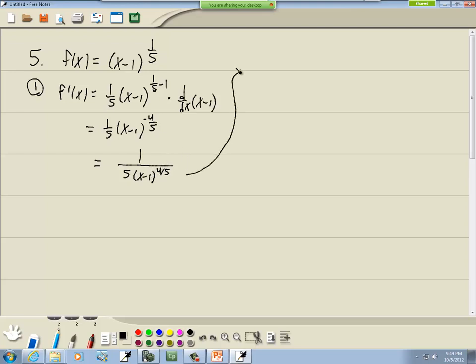Okay, so for our second step, there's nothing on top to set equal to 0, so we'll just set the bottom part equal to 0 in order to find our critical values. Now, if you have 0 on one side and you got parentheses to a power and there's a number in front, all you have to do is take what's inside the parentheses and set it equal to 0. Works out very nice on these. So we get x is equal to 1.